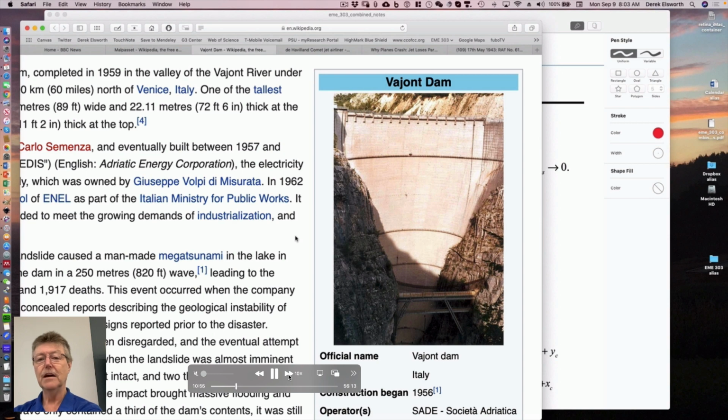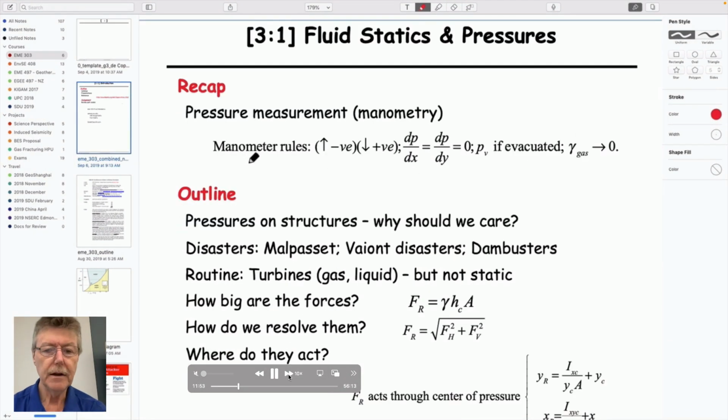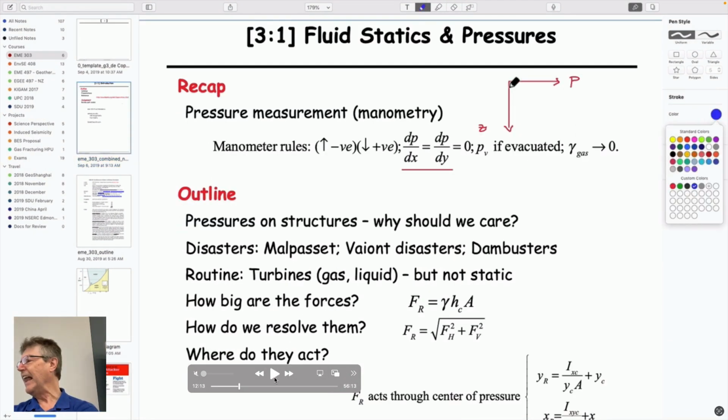Vaiont Dam is another dam in the Italian Alps, where the disaster resulted from a landslide falling into the reservoir, displacing all the water that was impounded behind the dam over the top of the dam. But the thin arch dam was so strong that it resisted the impulse from the water hitting the back, but still overtopped and killed 15,000 people or something downstream. So that's kind of the motivation for this. We'd like to understand what pressures on structures are. So the Malpasset Dam moved, ruptured, and then went downstream. The Vaiont Dam survived that impulse on the back.